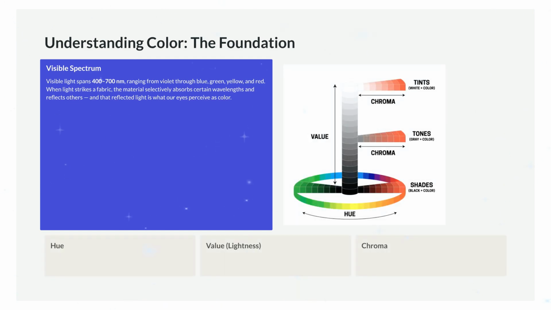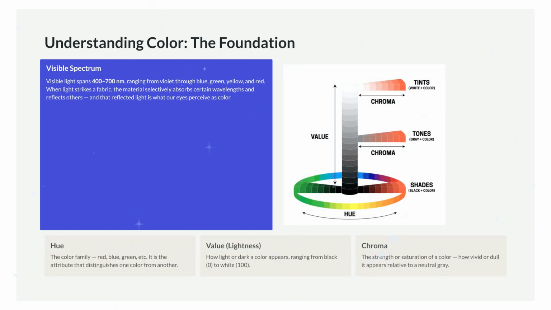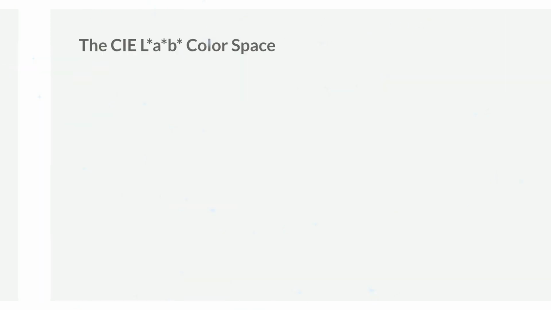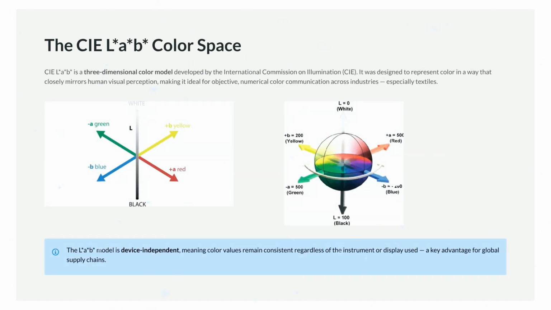Color is defined by three attributes: hue, the color family; value, the lightness or darkness; and chroma, the strength or saturation. The CIE LAB color space is a three-dimensional model that mimics human visual perception. L represents lightness, while A and B represent color along the red-green and yellow-blue axes, respectively.